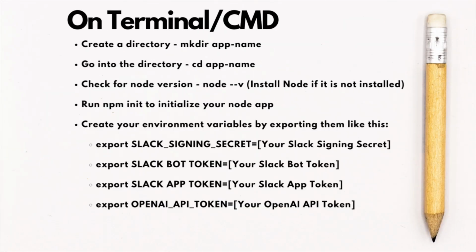Okay, so before we actually jump into the code, there are a few things that we need to get set up. You can pause here, complete these steps, and come back to the video. Essentially, you need to create a directory for the app, check and make sure that you have Node running on your system, run npm init to initialize your Node app, and then create these environmental variables by exporting them into your app, just like this, right in the terminal. Once you're done with that, then you can come back and we can continue.